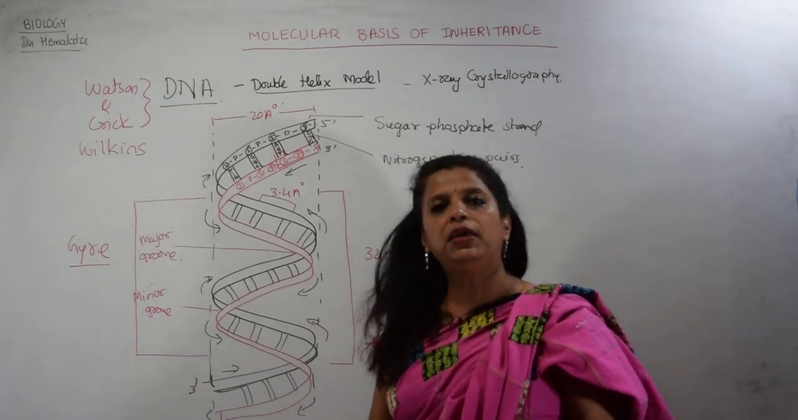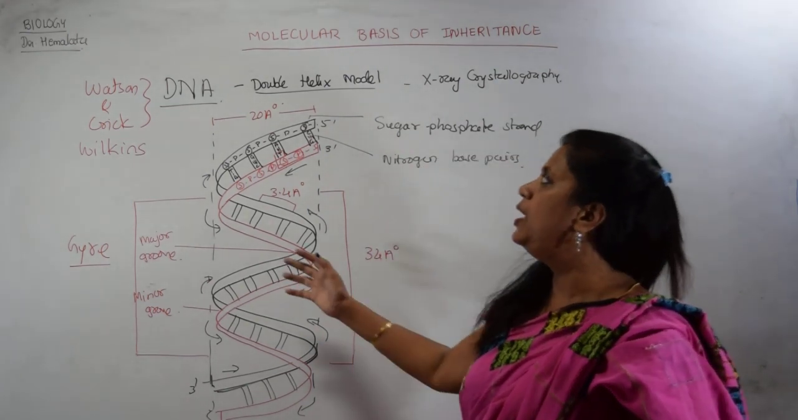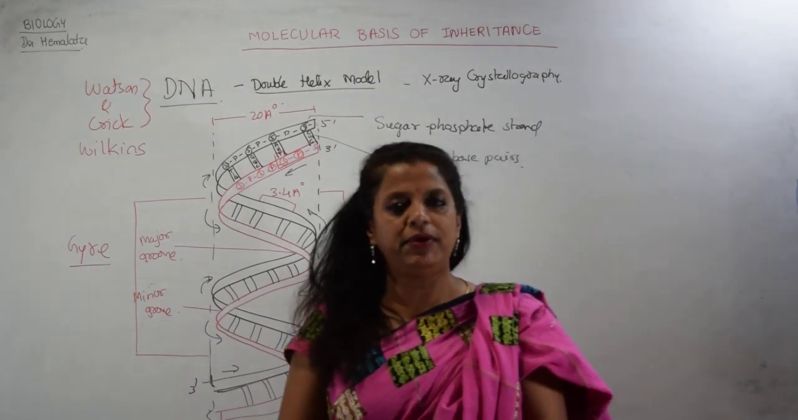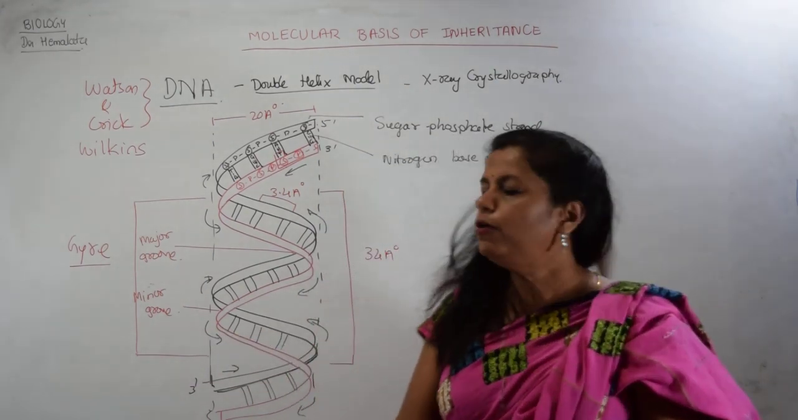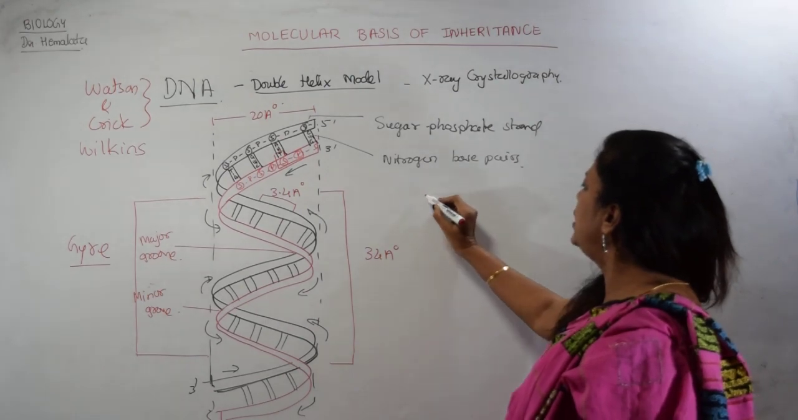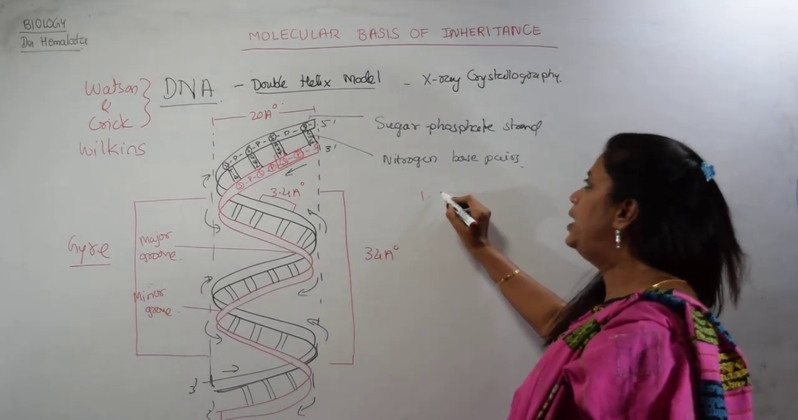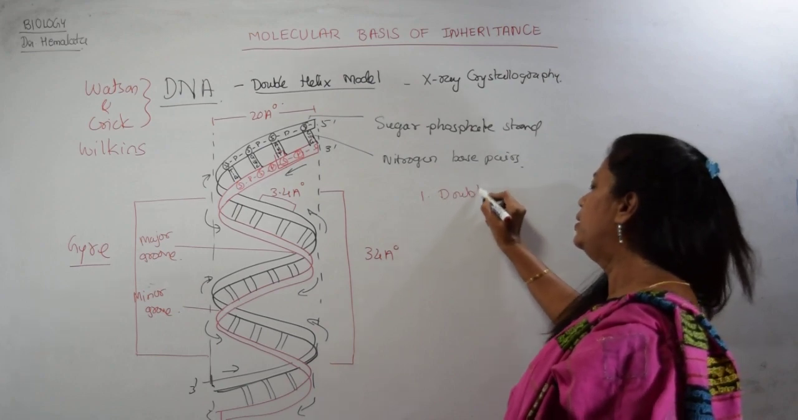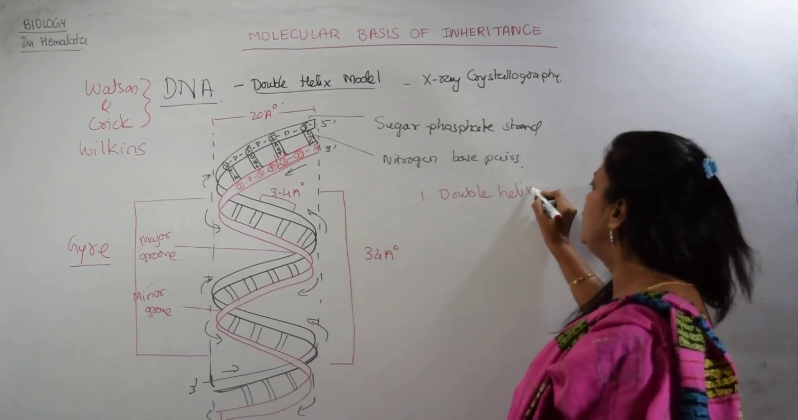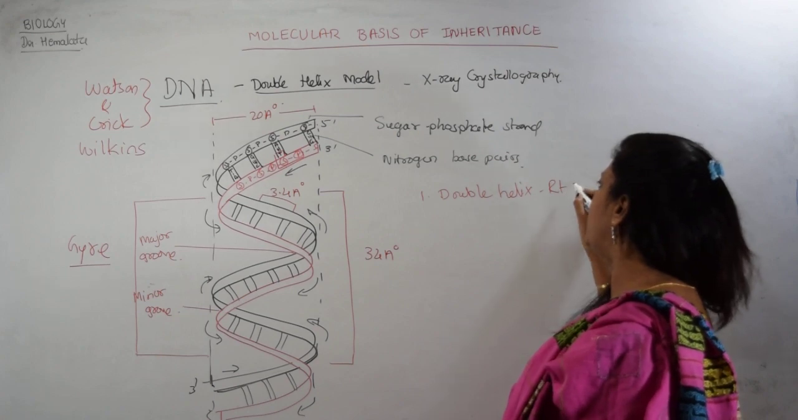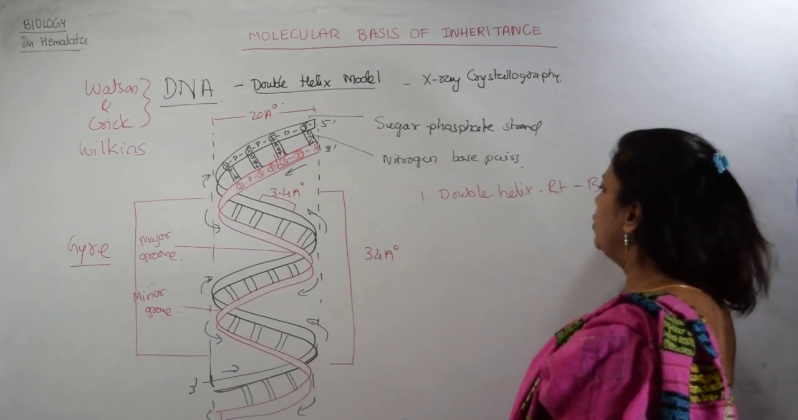Now, let me give you the characteristics of the double helix model of DNA given by Watson and Crick, right? So I will give you all the characteristics. First characteristic, DNA shows a double helix structure, or it is a right-handed helix. Whatever I have written is a B DNA, okay?